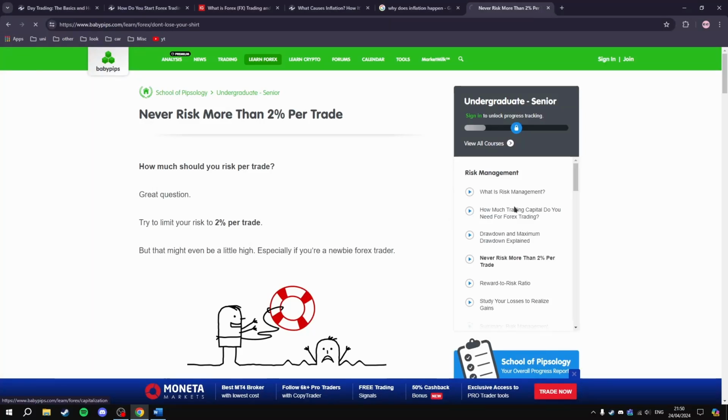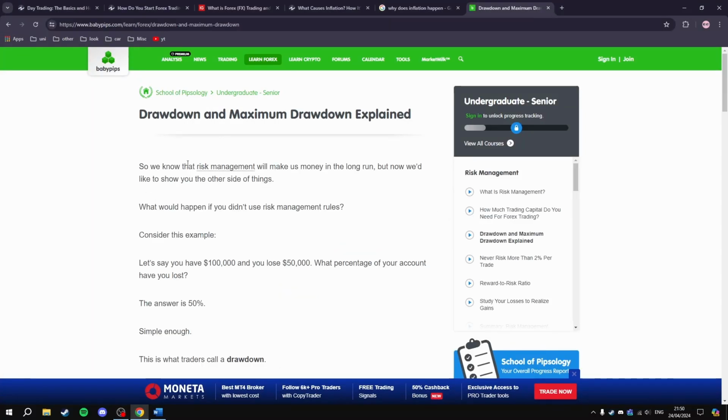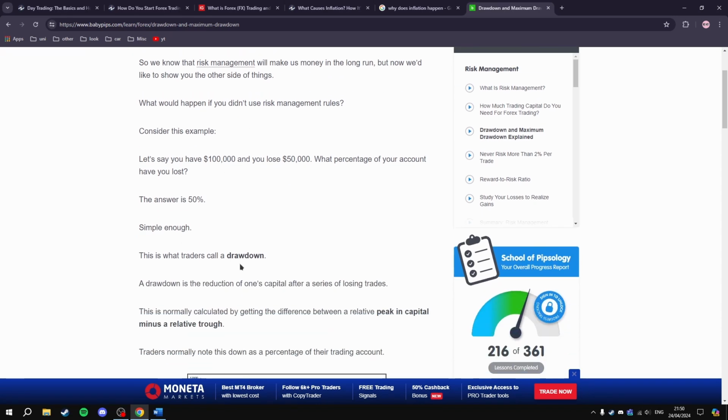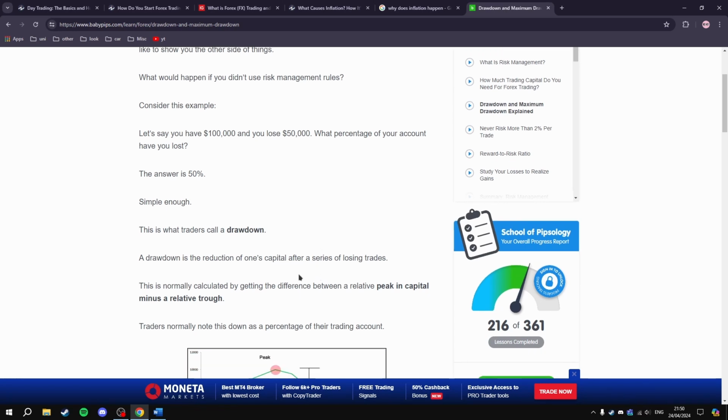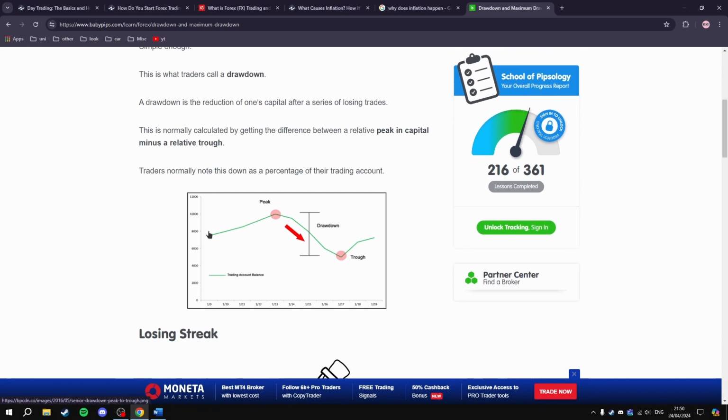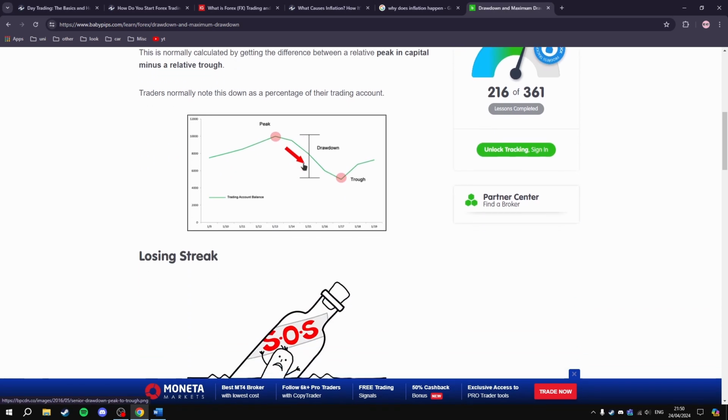In the last episode we finished off doing drawdowns and maximum drawdown explained. Basically, drawdown is the reduction of one's capital after a series of losing trades, expressed as a percentage. It's normally calculated as the difference between the relative peak in capital and the relative trough. Traders normally note this down as a percentage of their trading account.